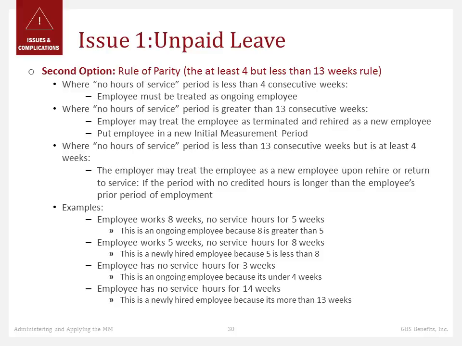Let's talk some examples so this will make more sense. Employee works for 8 weeks and then they're gone for 5 consecutive weeks. Because the period of time they worked, which is 8, is greater than the period of time they were gone, which is 5, 8 wins. So this would be an ongoing employee when they return.